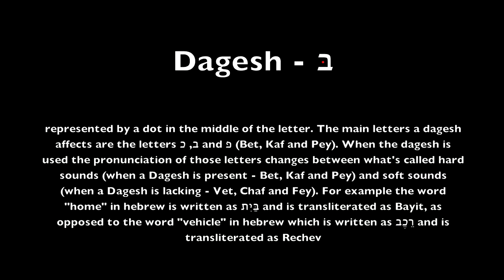Dagesh, represented by a dot in the middle of the letter. The main letters the Dagesh affects are the letters Bet, Kaf, and Pei. When the Dagesh is used, the pronunciation of those letters changes between what's called hard sounds, Bet, Kaf, and Pei, and soft sounds, Vet, Chaf, and Fei. For example, the word home in Hebrew is written as bayit and is transliterated as bayit, as opposed to the word vehicle in Hebrew, which is written as rechev and is transliterated as rechev.